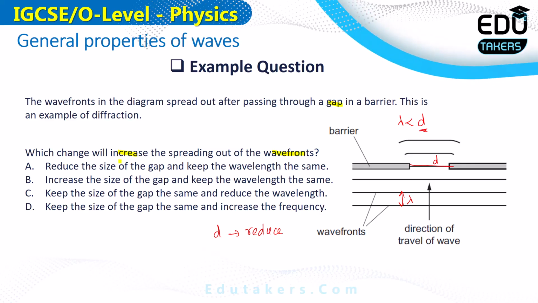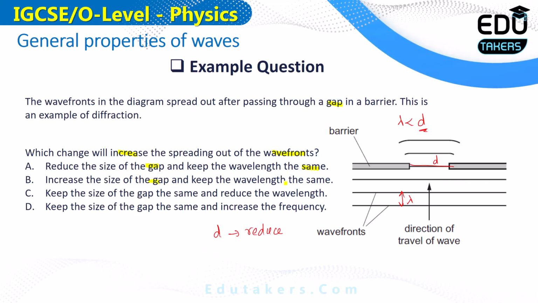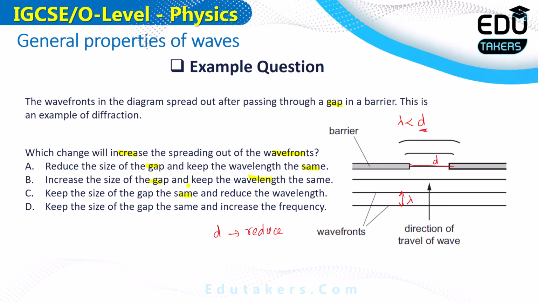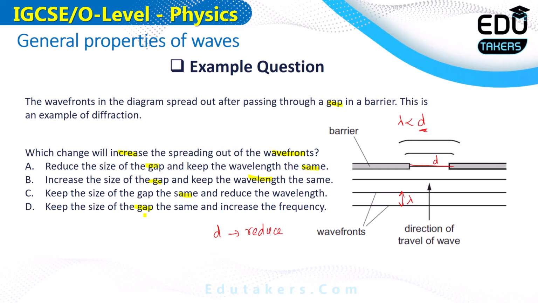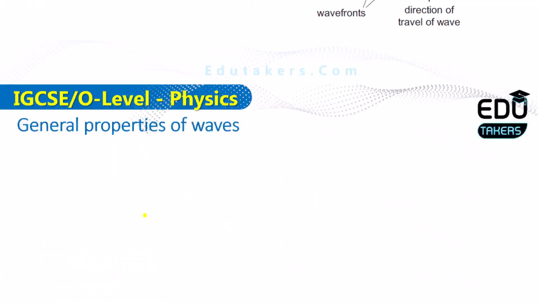In answer A, reduce the size of the gap and keep the wavelength same. B, increase the size of the gap and keep the wavelength same. C, keep the size of the gap the same and reduce the wavelength. D, keep the size of the gap same and increase the frequency. So you can increase the spreading out of the wavefront by reducing the distance between the gap. So you can increase the amount of spreading out by reducing the size of the gap, that is, by reducing d, keeping the wavelength same. Let's see the answer and explanation.